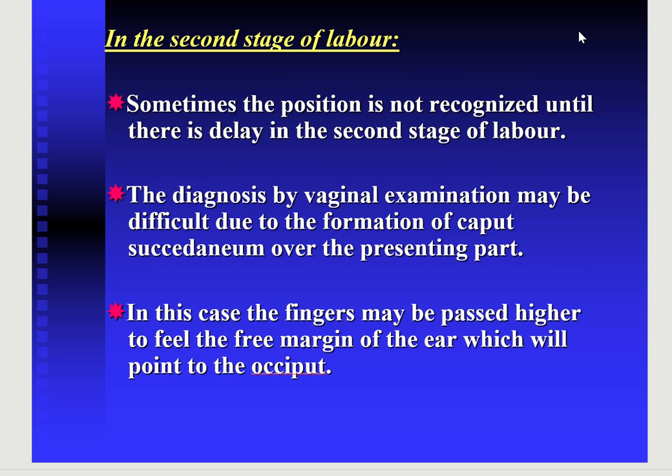During the second stage of labor, sometimes the position is not recognized until there is a delay in the second stage of labor. The diagnosis by vaginal examination is made if there is excessive caput formation, and to confirm our diagnosis, sometimes we have to pass the fingers along the side of the fetal head to feel the margins of the ears, which will point to the occiput. If they are posterior, it means that the occiput is posterior. If they are anterior, it means that the occiput is anterior. They will help in confirming the diagnosis.